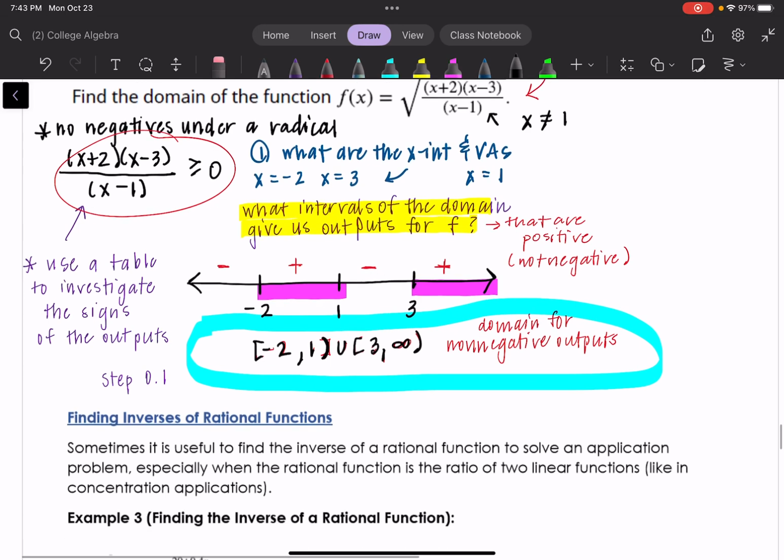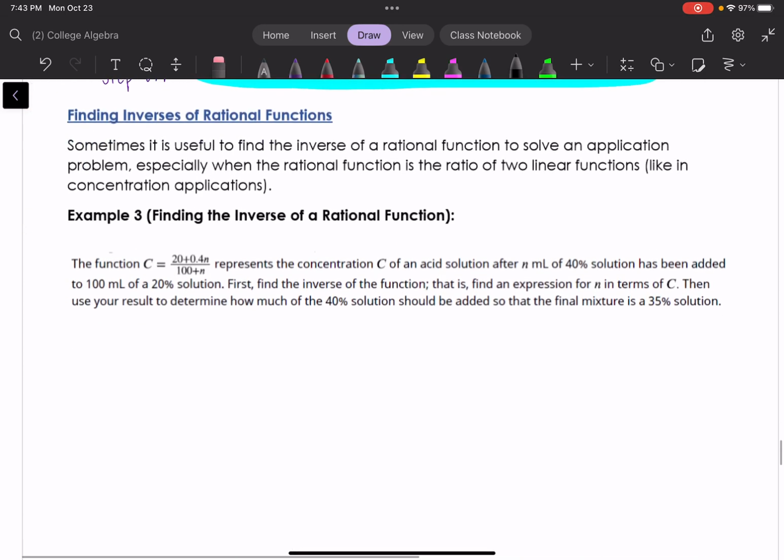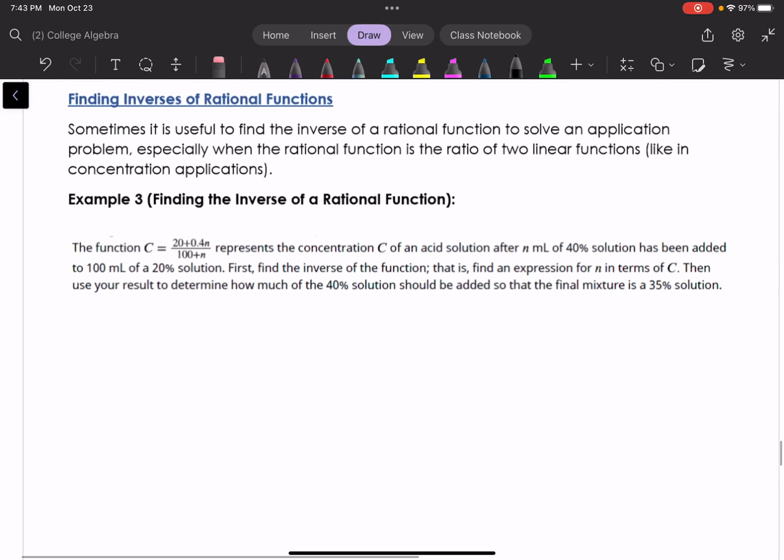So there's a lot of steps there. You really have to make sense of what you're doing. So finally here we have finding inverses of a rational function, especially in context. And this is actually example 7. I think I messed up numbering. I apologize. Actually, no, that's number 8. Whoops. Okay, so look, that's actually easier to fix. Check it out. So finding the inverse of a rational function.